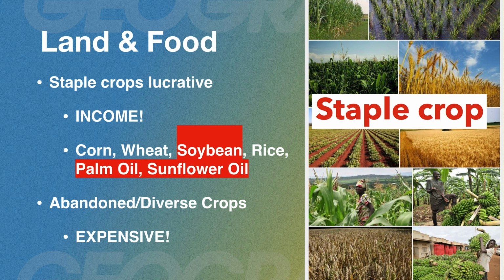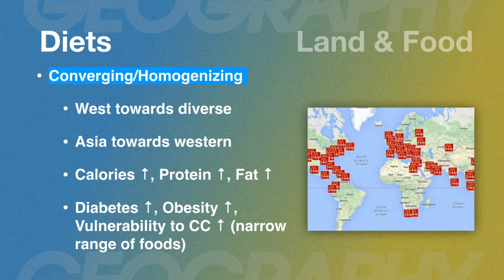I highlighted soybean, palm oil, and sunflower oil because these are especially energy dense and they contribute to a lot of the health issues we see today. On a global scale, diets are converging. They're becoming more similar to one another. The West is converging towards the East, and Asia is converging towards the West. This has increased the amount of calories, protein, and fat people have been consuming, and it's also helped to contribute to things like diabetes and growing rates of obesity.